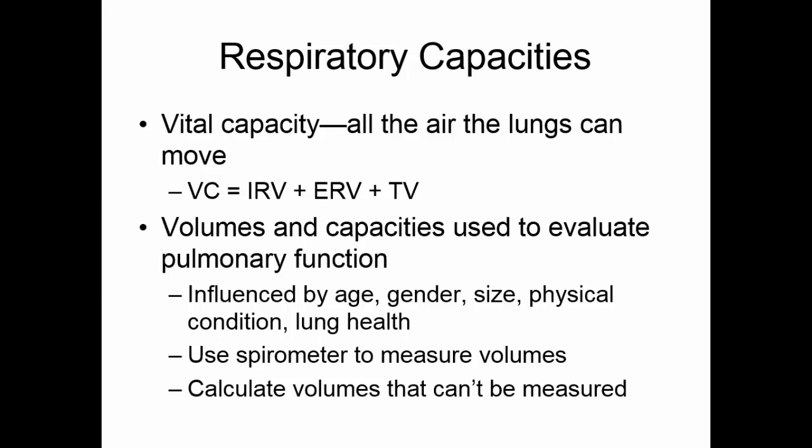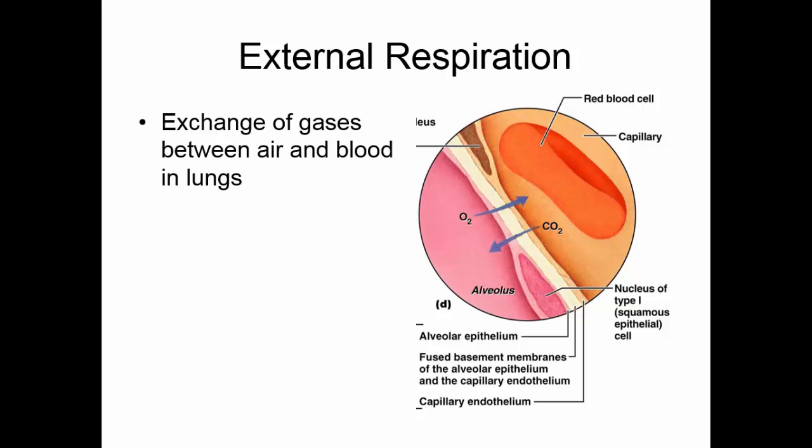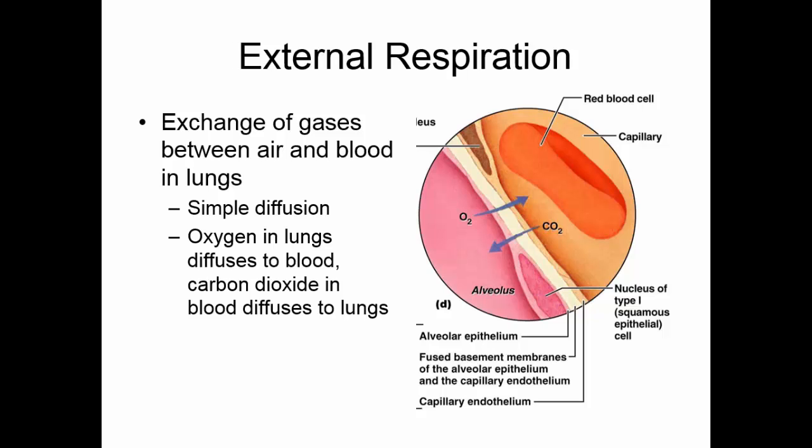External respiration is the exchange of gases between the air and the blood in the lungs. Remember, this is simply simple diffusion. There's more oxygen in the lungs that naturally diffuses into the blood, and there's more carbon dioxide in the blood that diffuses into the lungs.